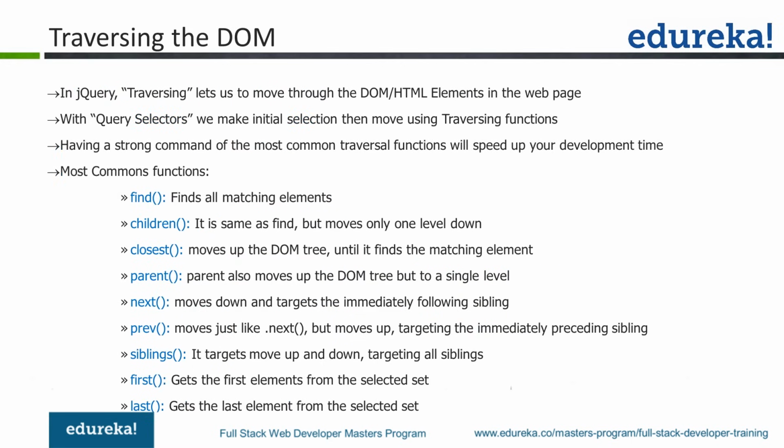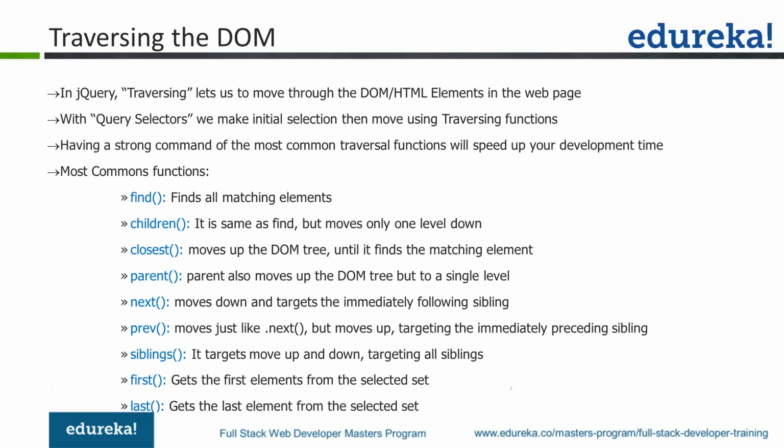So next is traversing the DOM. Traversing is basically walking through the DOM. It's like walking the path, element by element by element. With query selectors, which is the first part, you can make the first selection. But if you want to keep going down a particular nested set of tags in your HTML, that is where traversing the DOM will help you out.